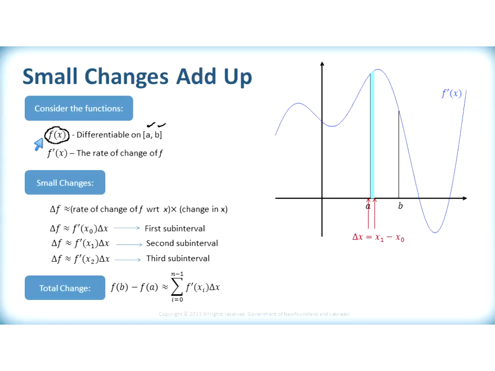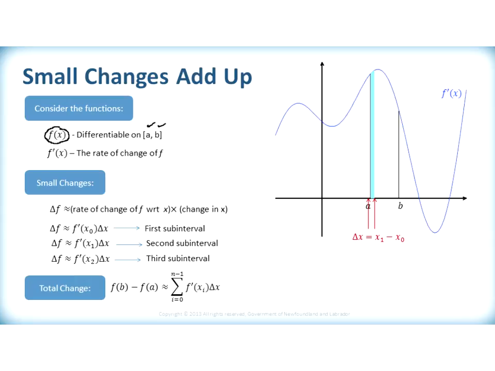Then on the next subinterval, I'd get another little bit of a change in f by taking f prime at the next endpoint, which would be x1, multiplied by delta x again on our second subinterval. And I can do that on all the subintervals. So what does that mean? Okay, so this is where we get to the crux of this thing.